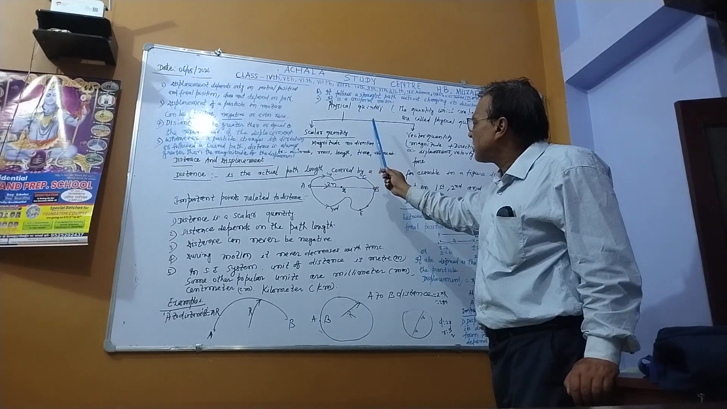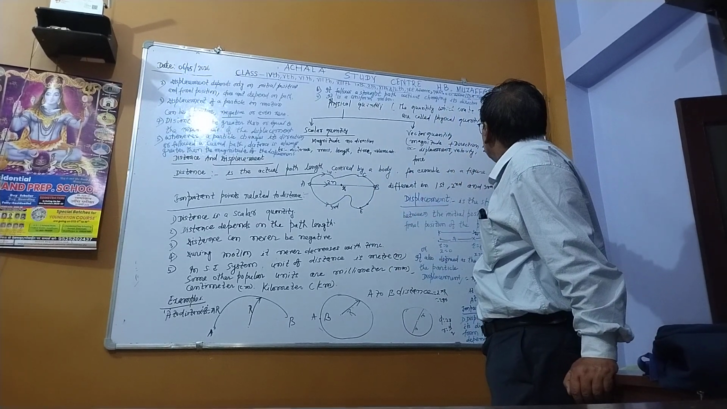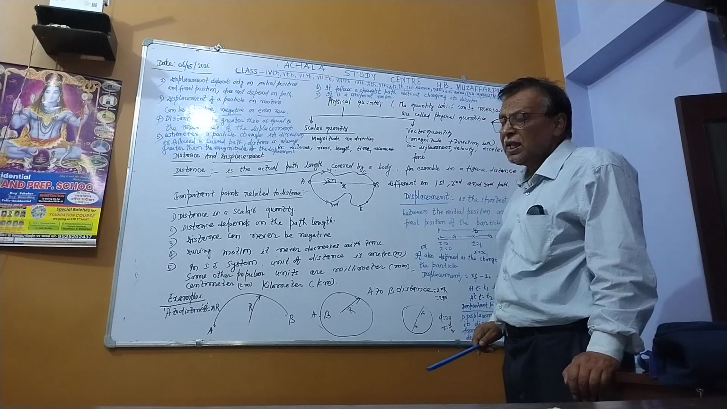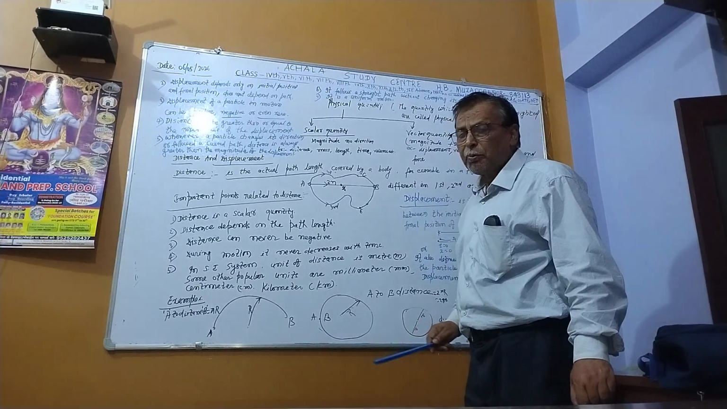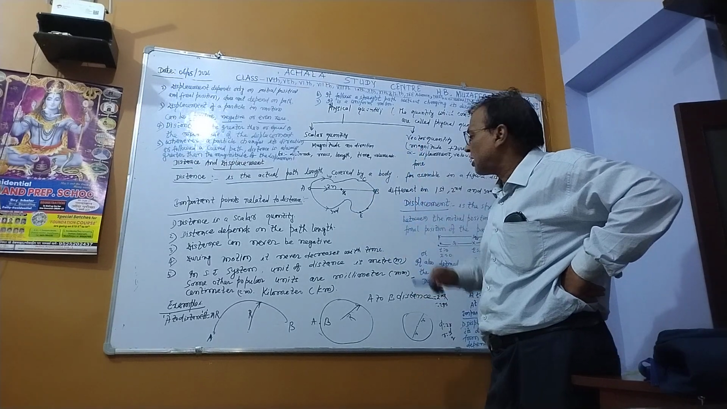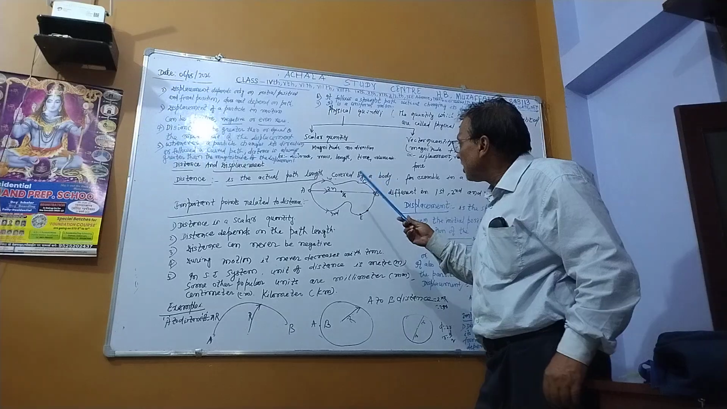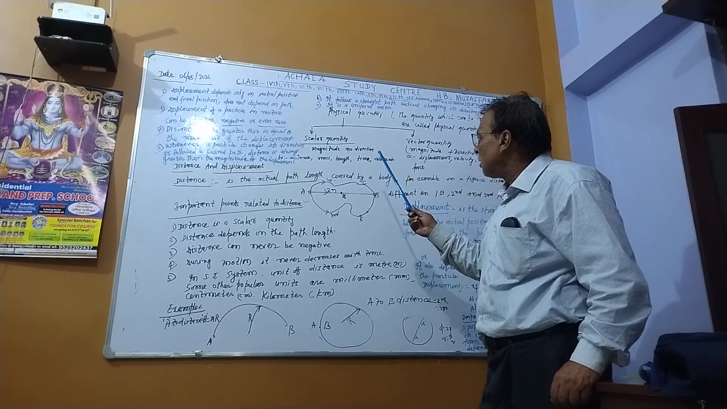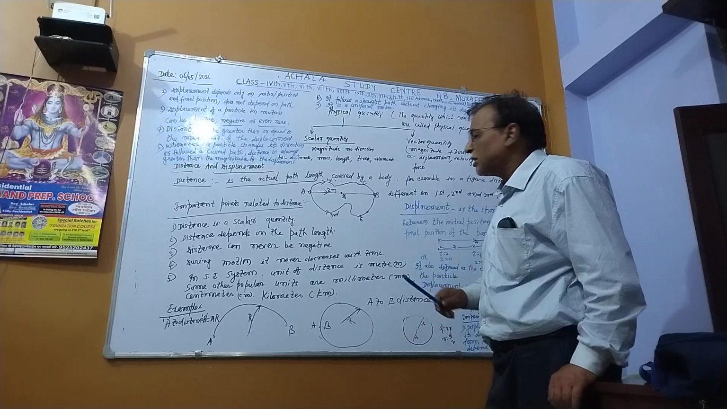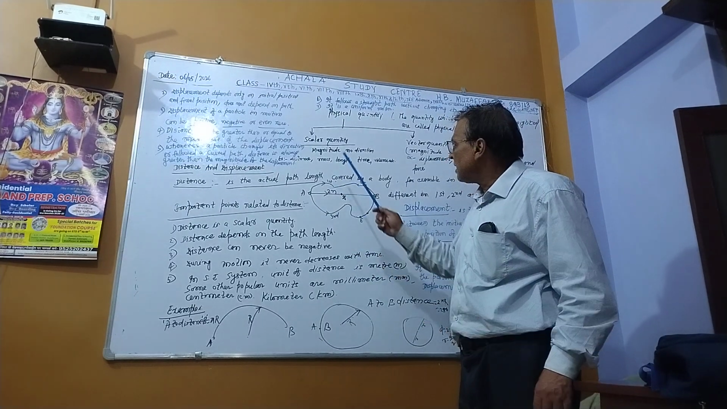Now, a physical quantity is a quantity which can be measured or weighed. There are two types of physical quantities: one is a scalar quantity and the other is a vector quantity. A scalar quantity has magnitude but no direction. And a vector quantity has magnitude as well as direction.